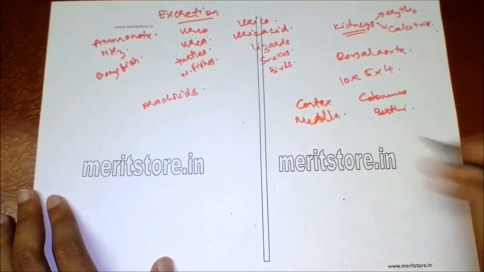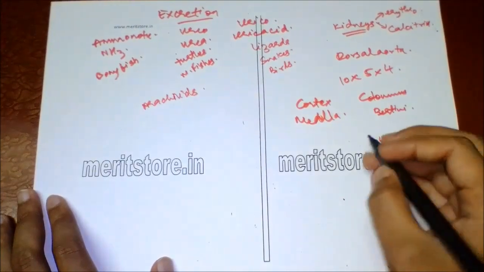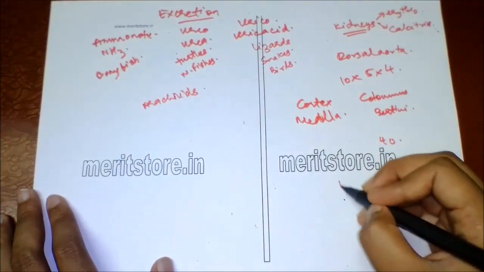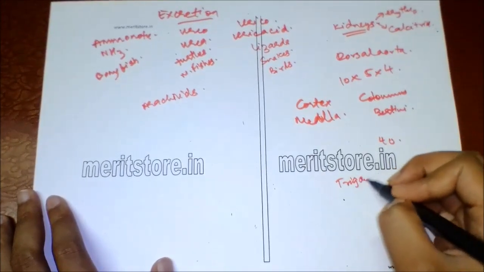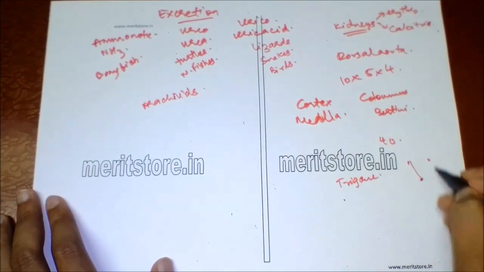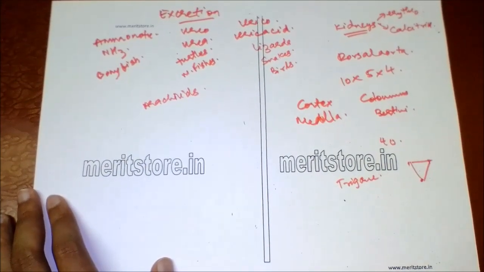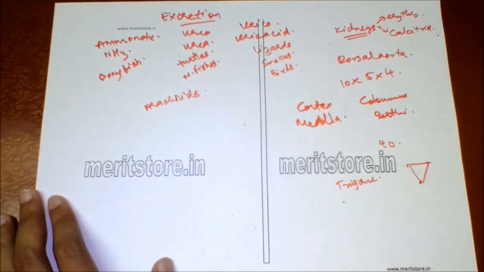Ureter is 40 cm long, which connects the kidney to the urinary bladder at its lateral angles. Urinary bladder consists of the trigone, which is the triangle formed by the openings of the ureters and the urethra, inside the base of the urinary bladder, which is a pear-shaped organ.